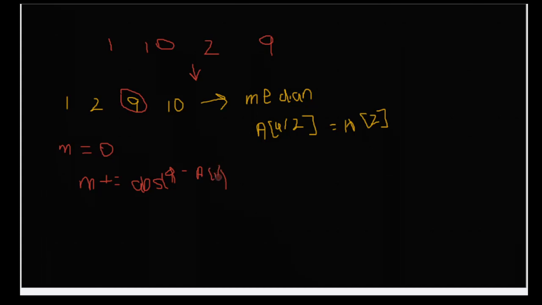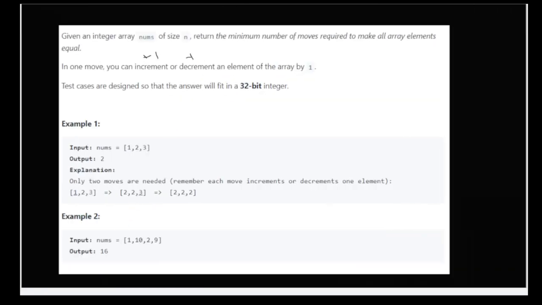Now let's check this for the question. Okay. First is 1 minus 9, absolute difference 8. 2 minus 9, again 7. 9 minus 9 is 0. 10 minus 9 is 1. 8 plus 7 plus 0 plus 1, 16. So that is the minimum number of moves that are required. You can see even the solution says there are 16 moves.